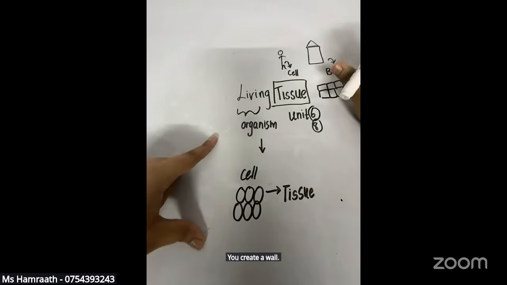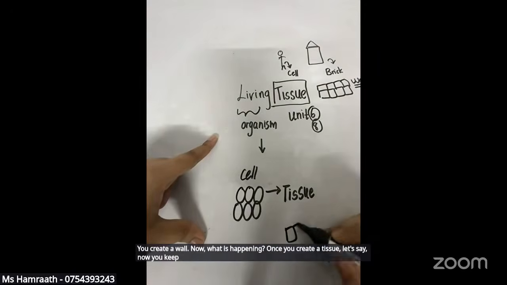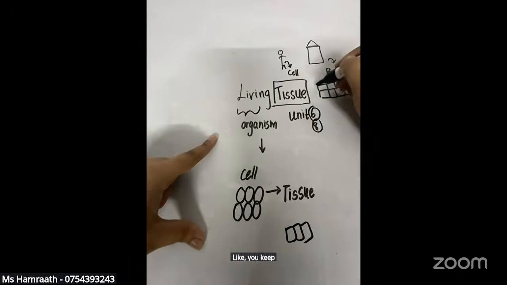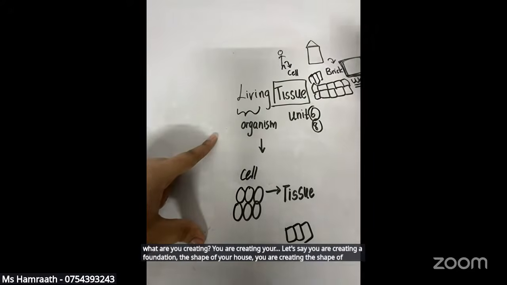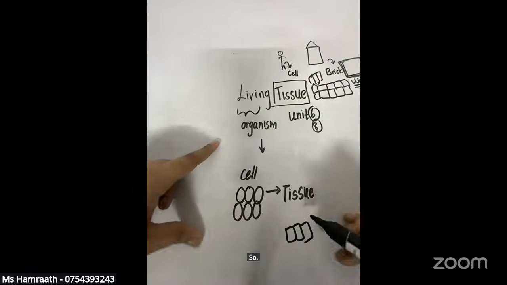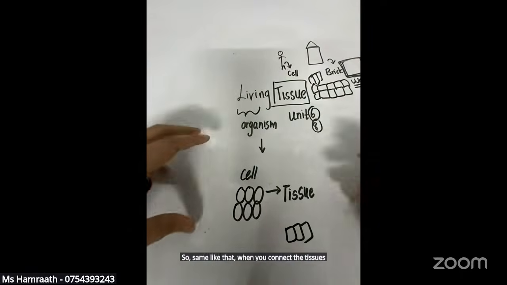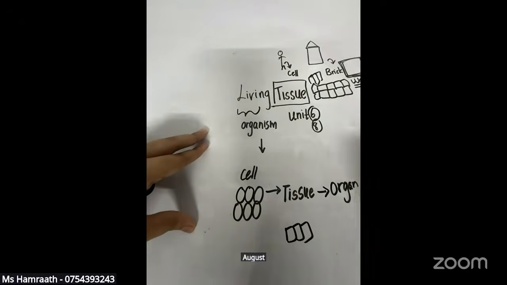Now once you create tissues, let's say you keep all the tissues together, like you keep the walls. So what are you creating? You are creating the foundation, the shape of your house, while you pile up and connect all the walls. Same like that, when you connect the tissues in a group, you are creating what? Organs. You are creating organs.